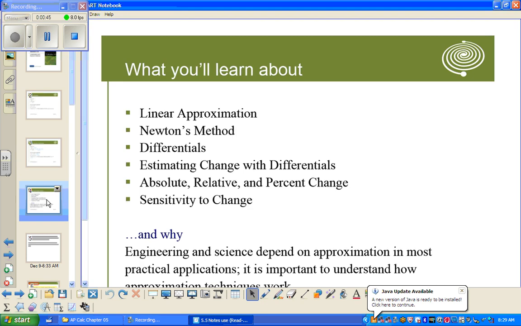So what we'll do here today is talk about linear approximation, differentials, estimating change with differentials, absolute, relative, and percent change. We probably won't talk about that a lot, or sensitivity to change, but we will also talk about Newton's method. Basically, what we're talking about today is different ways to approximate different values of a function using calculus, using derivatives and applying different methods, equations of tangent lines especially.